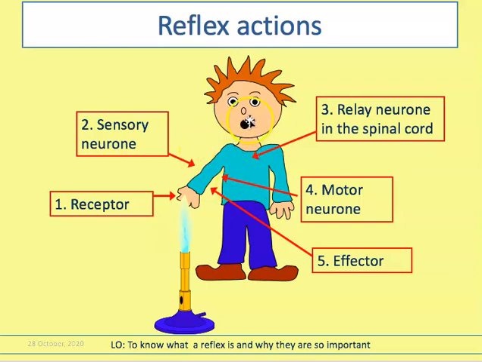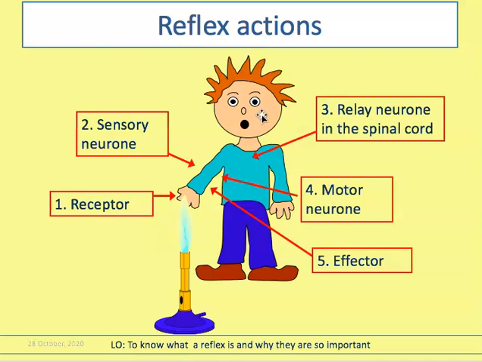Okay, now it doesn't go to your brain because you're not thinking about it. You're not making a decision. Your body has to react automatically. So the message will go to the spine and then straight back to the effector. Okay, so there's still a stimulus, there's still receptors, there's still sensory neurons, but this time it goes to the spinal cord instead of the brain.